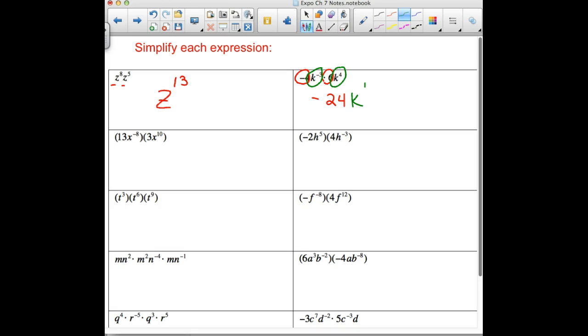Now you don't have to put the 1 in there. You certainly can. It wouldn't be marked wrong, but it is equivalent to saying this.